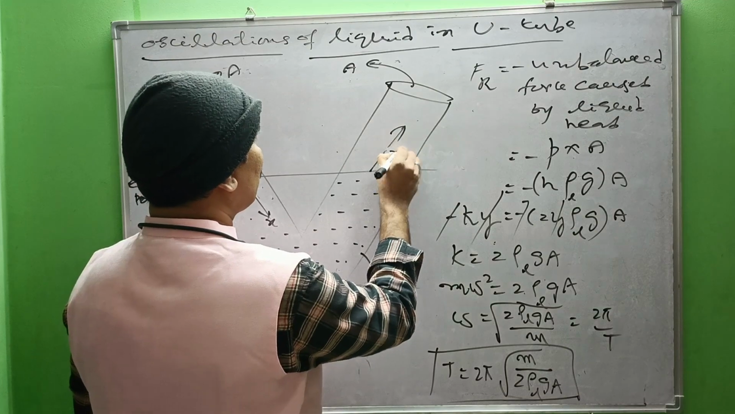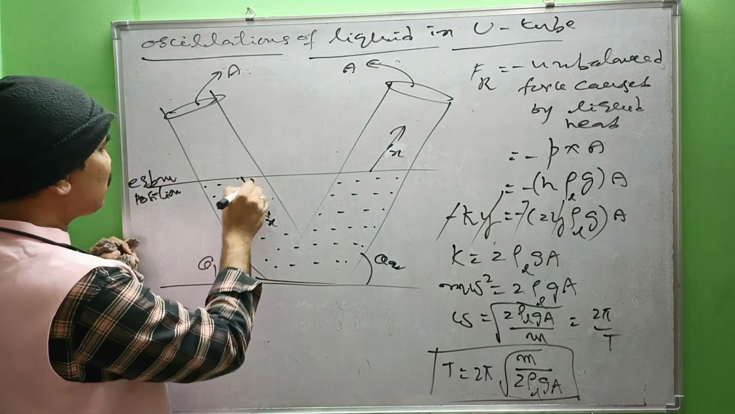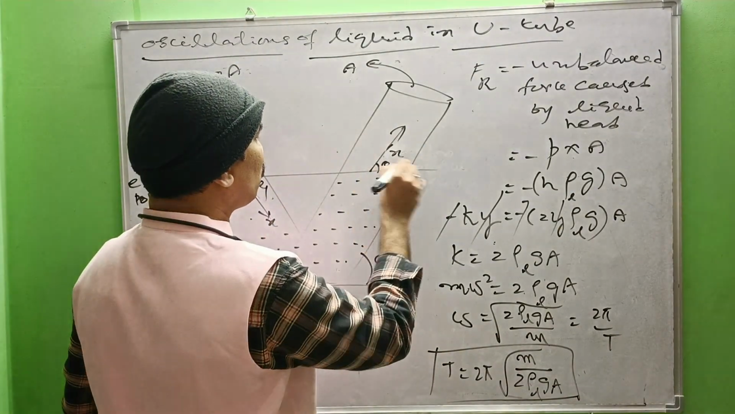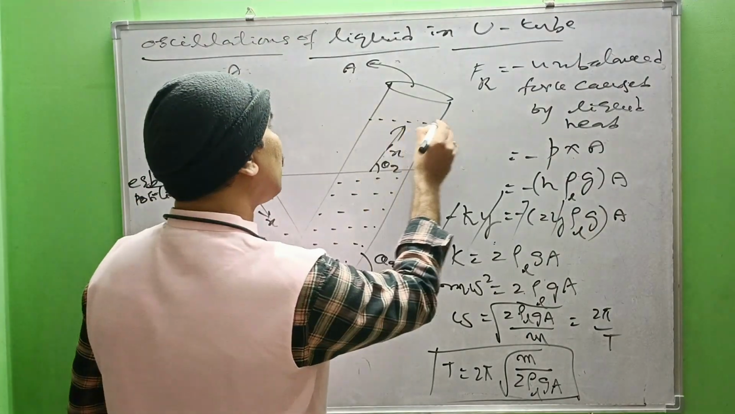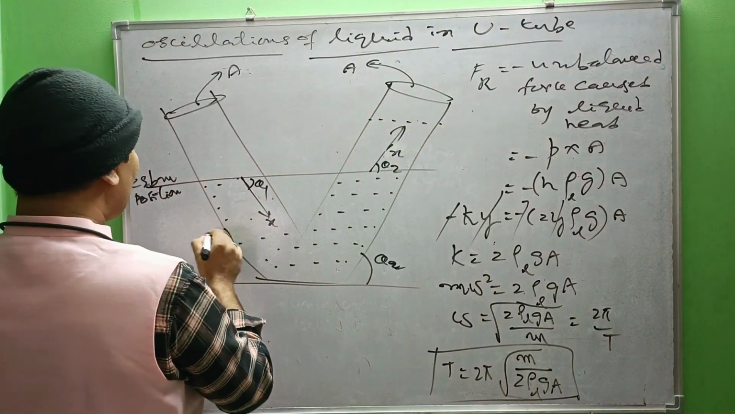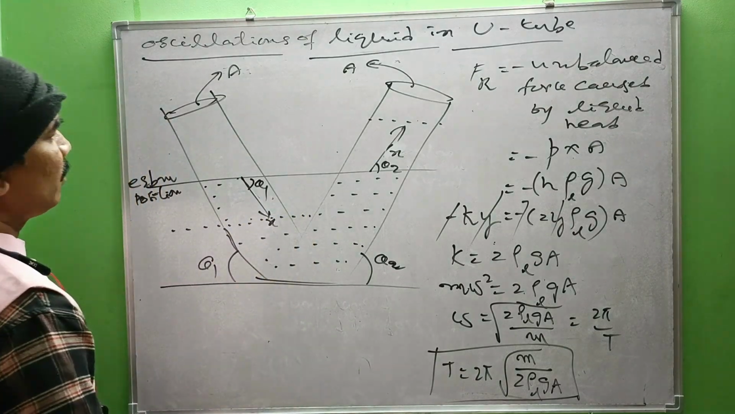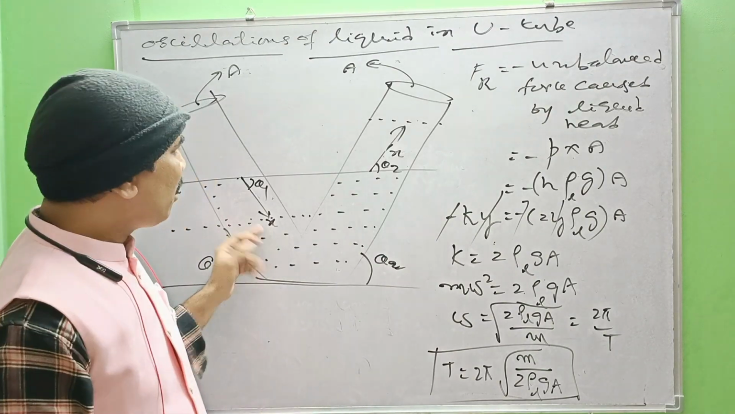Now, what is the angle here? If it is theta 1, this one is also theta 1. If it is theta 2, this is also theta 2. Now the liquid goes up to here. Now, try to resolve x on both limbs.